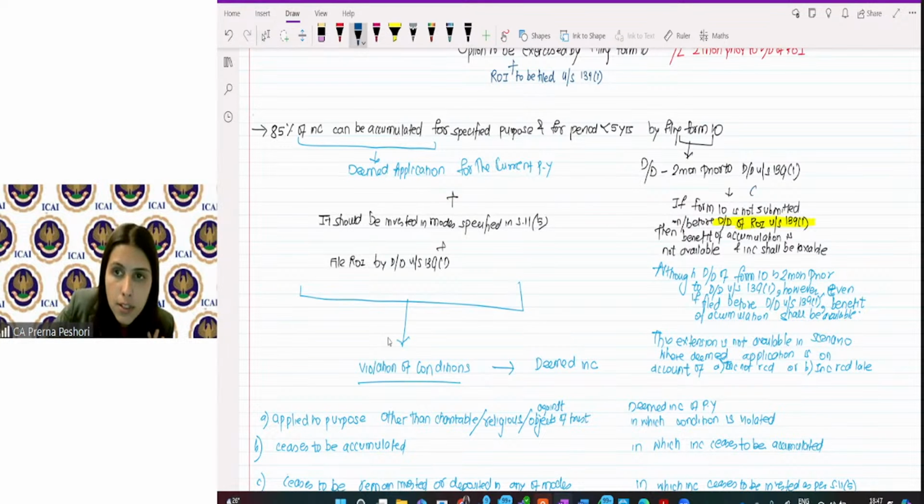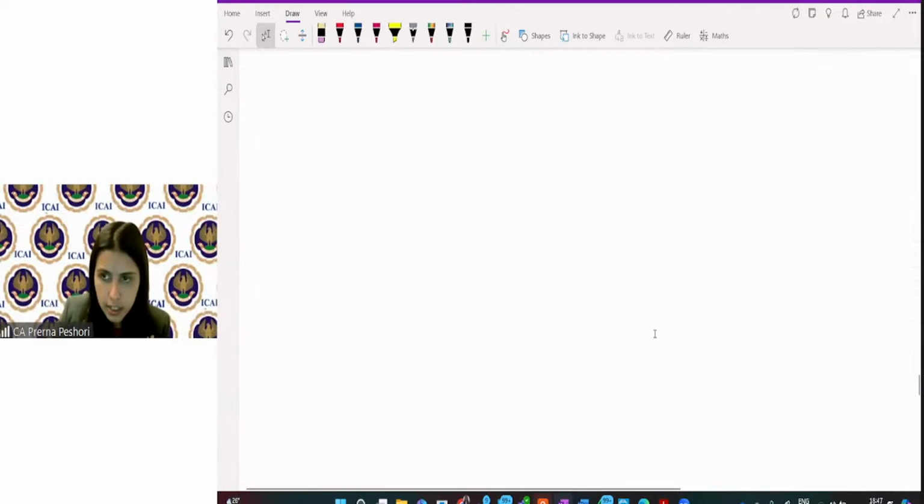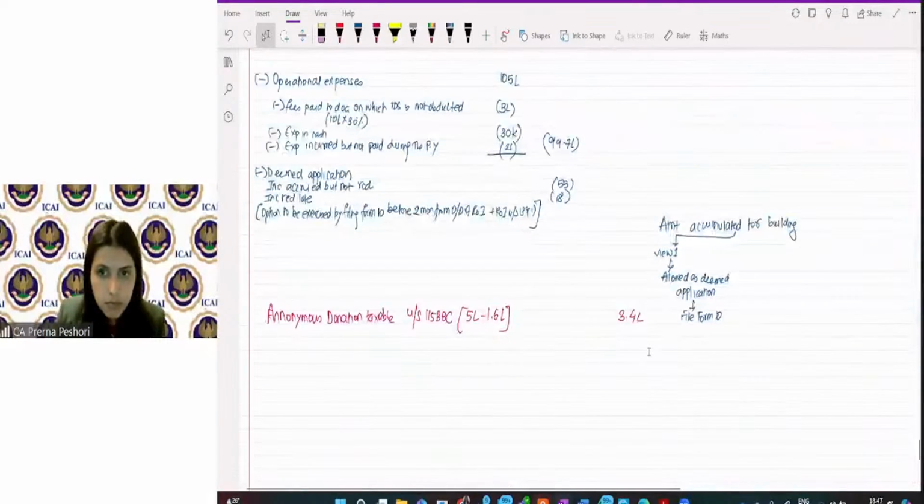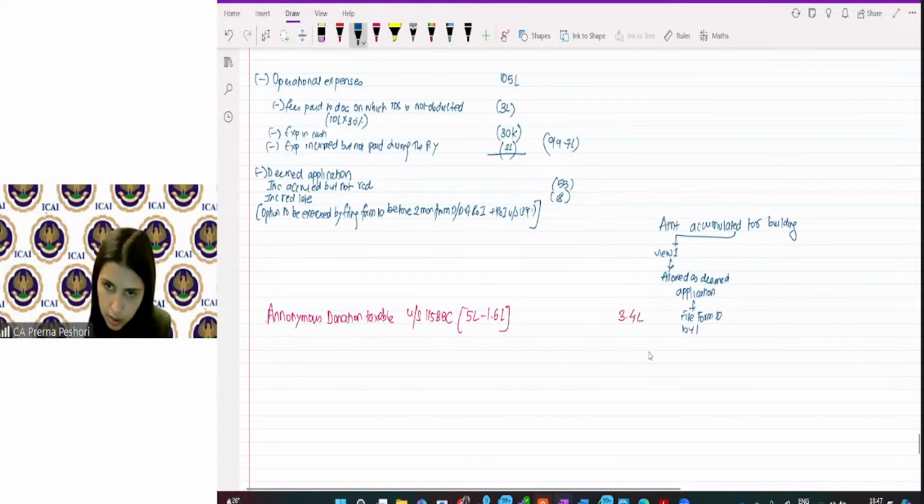So here you can write down the CBDT circular is giving that. So although the due date is 2 months prior, however, even if it is filed before the due date under 139(1), benefit of accumulation shall be available. Are we clear? So here I can write that by due date of ROI under 139(1). So only in this case, the CBDT has given some relaxation, not in the case where the income is not received or late received.